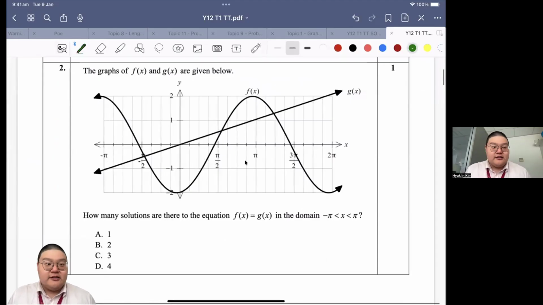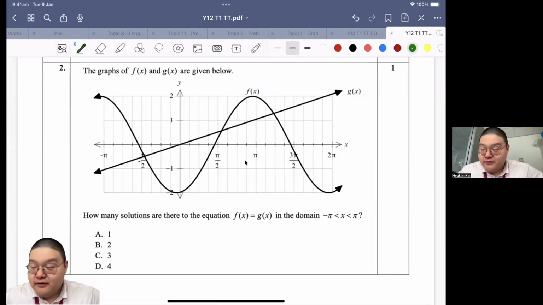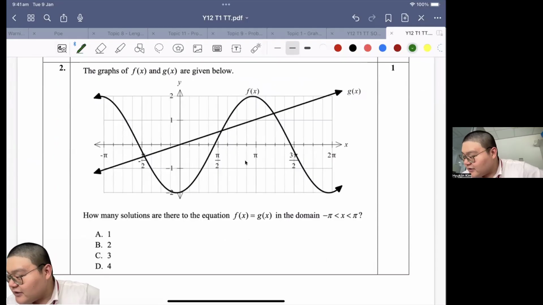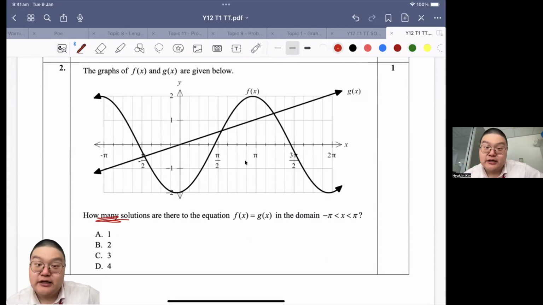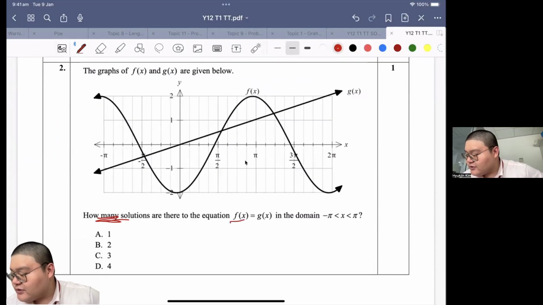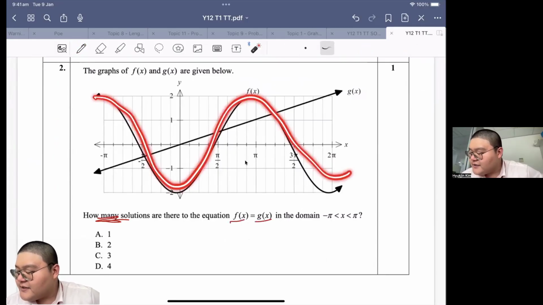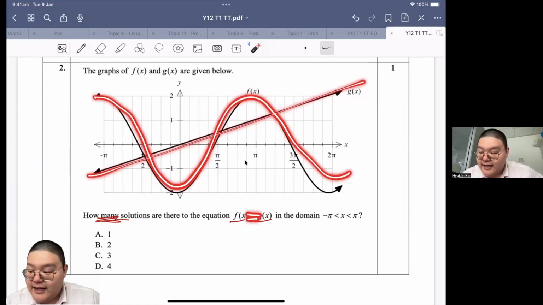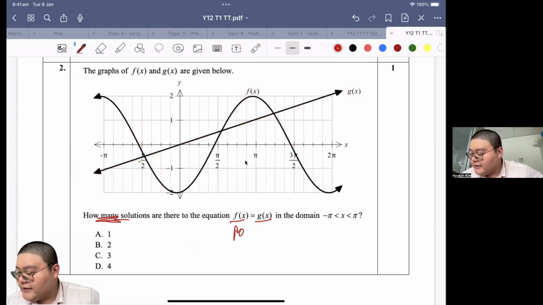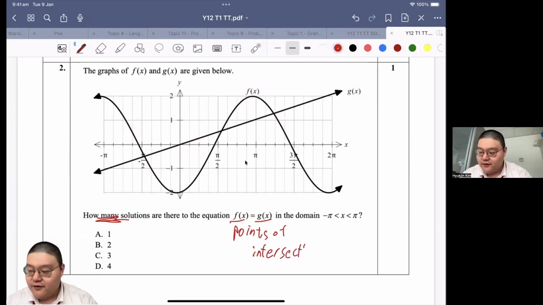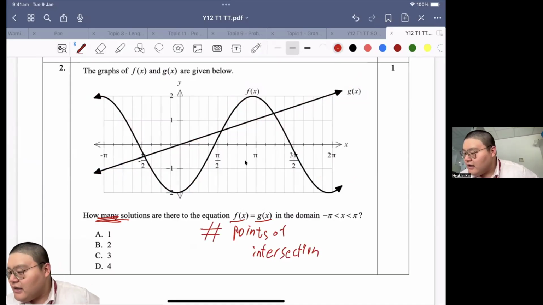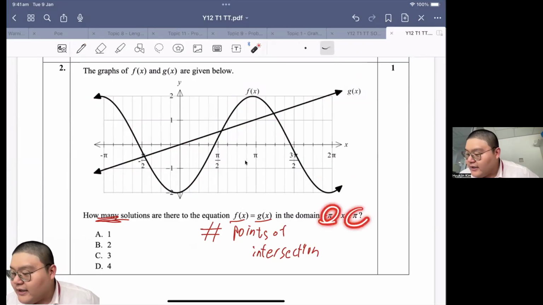Question two. Oh my God, this looks terrifying. This is a trigonometric graph. I don't know how to solve this. Doesn't matter. What did the question ask for? How many solutions are there to the equation f of x equals g of x? Well, it's these two graphs being equal. What does that mean? We're looking for the points of intersection. And more specifically, I'm looking for the number of points of intersection from negative pi to pi, which happens to be just perfectly the end point.